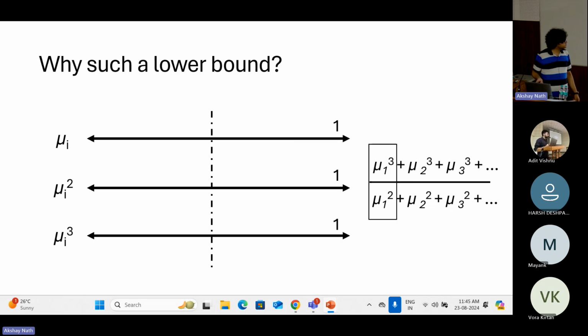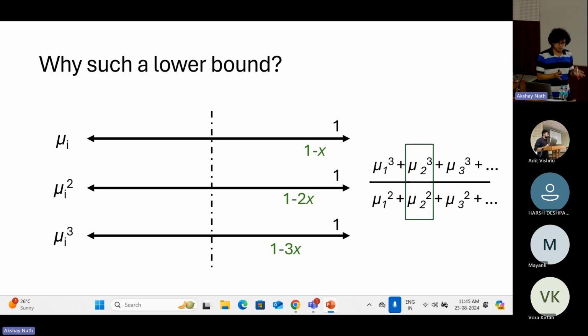Let's consider the case where this is 1 minus x for some small x. What would the square be? Small x. 1 minus 2x, roughly. Next one, 1 minus 3x, right? So the cubes are smaller than the squares because we are in that regime, but this is not too bad. We are losing a little bit, not a lot, right?